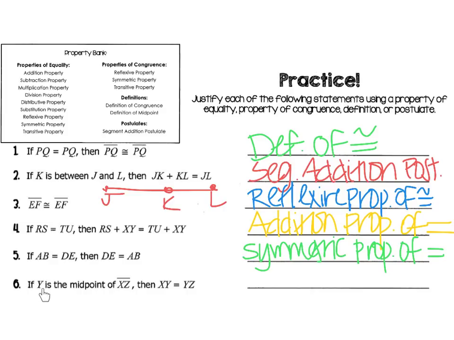Number 6, if Y is the midpoint of XZ, then XY equals YZ. All right, so automatically we see the word midpoint in there. The only property of equality, congruence, definition, or postulate in our property bank that deals with midpoint is definition of midpoint, all right? And if we know Y is the midpoint of XZ, then it cuts it in half and the two measures are equal. So our reason or our property, definition, postulate to describe this would be definition of midpoint, all right? So that would be our answer.